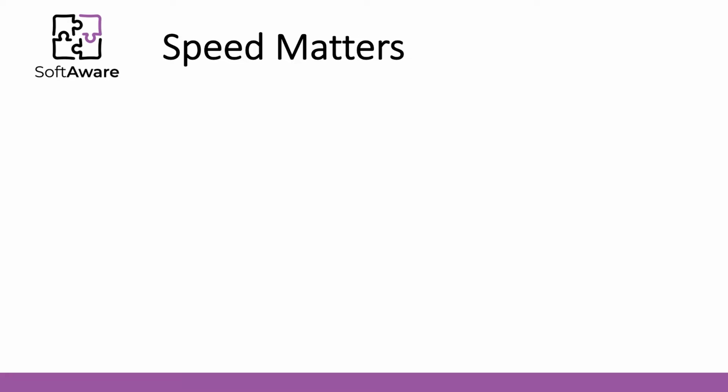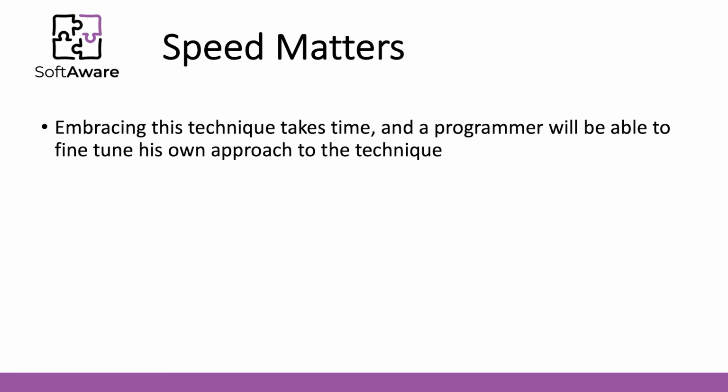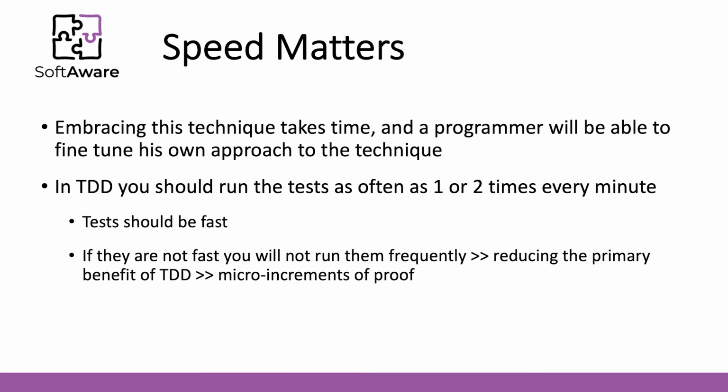Speed is crucial in TDD. On one hand, each programmer will be able to fine-tune his technique, and while this might take some time to complete, tests in TDD should occur rather fast, one or two times every minute. If speed is not maintained, tests will not be run often, and the micro increments of proof that are the basis of TDD will not work as expected.